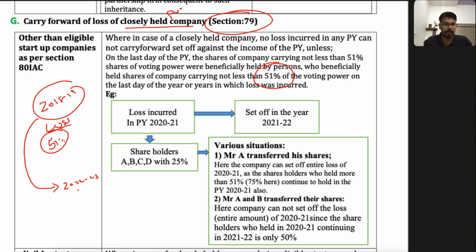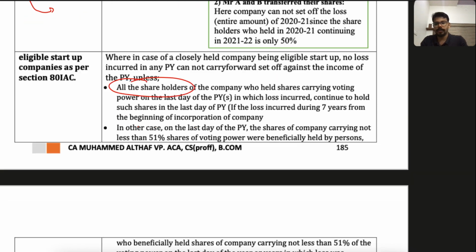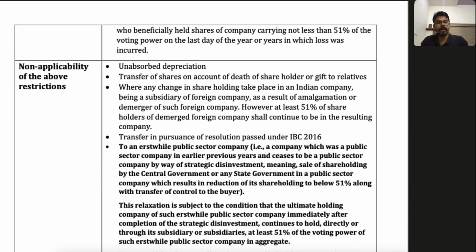That means the shareholders in the year in which you incur the loss shall continue to be shareholders in 2022-23. That's a condition. Okay. And in case of an eligible startup, it is not just 51%, all the shareholders shall continue. That's also a condition, right? But then there is a non-applicability. These conditions, the 51% or all shareholders, are not applicable in cases such as unabsorbed depreciation, transfer on account of death, etc. Those were already there.